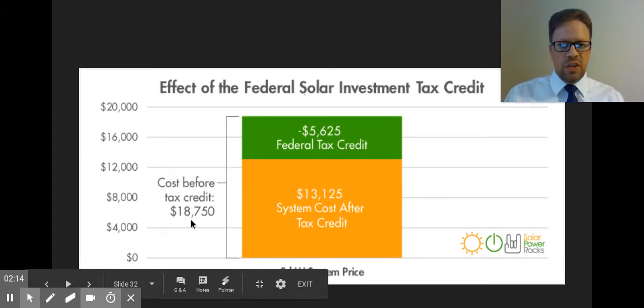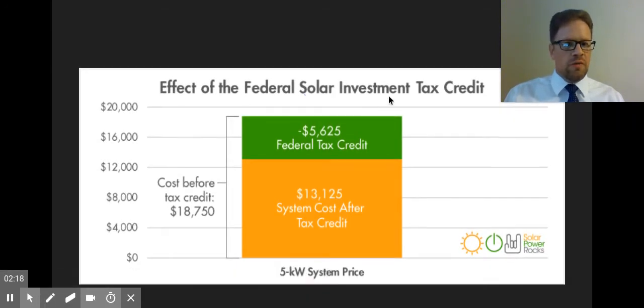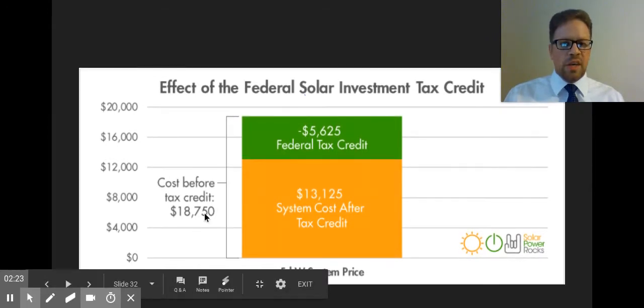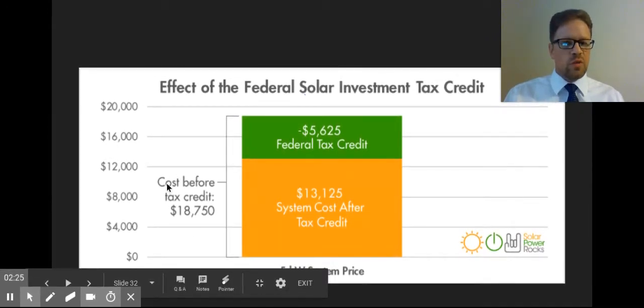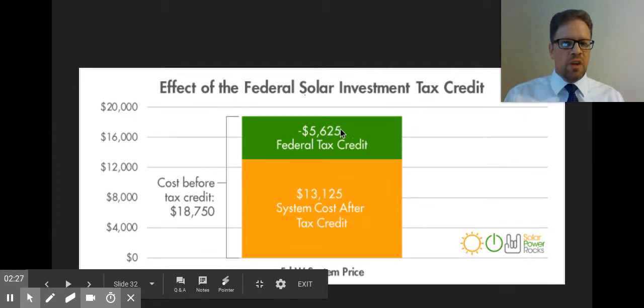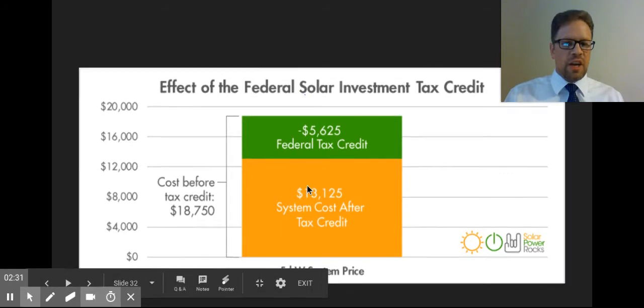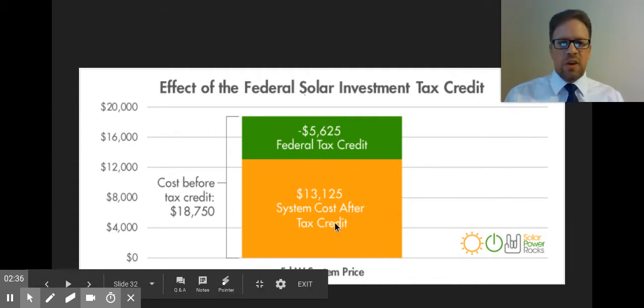So in this instance, if there's a solar investment tax credit, basically that means that normally they have to pay $18,750 worth of taxes that year. But based on that tax credit, it actually takes money off of their tax bill. So now they actually end up having to pay less money in taxes because they actually invested in solar that year.